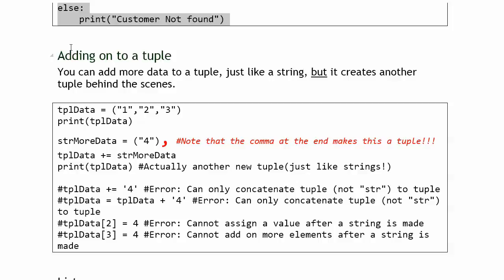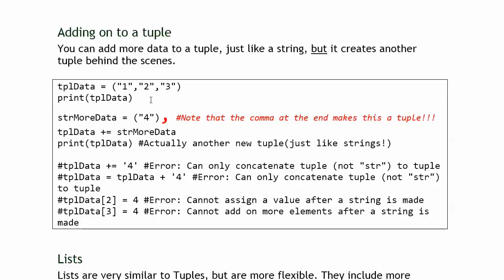We've talked about adding on to a tuple, and I just want to remind everybody that when you're working with tuples and you want to add them on, you can use the plus equal sign to add on a value. However, if you do, you've got to have that comma at the end.